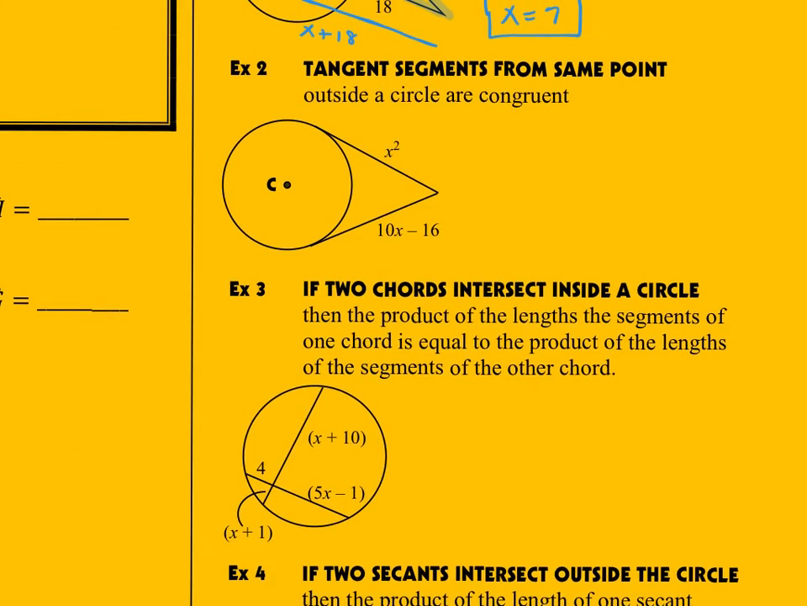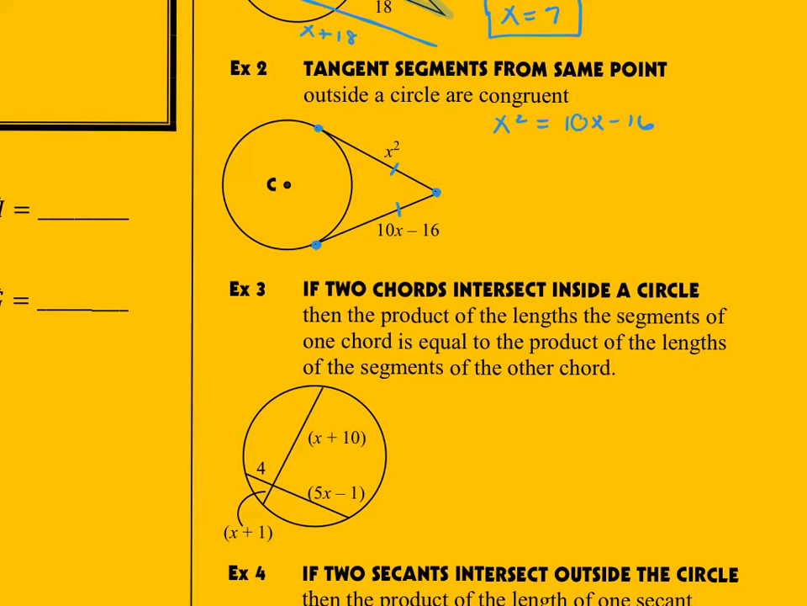The next one is going to be if we have two tangents that are intersecting the circle, but they're coming from the same point. So we've got some points of tangency here. Might not look super perfect because I had to hand draw this, but if they're coming from that same point, these two segments will always then be congruent. So this one's going to be pretty easy. You just take those segments and set them equal to each other.